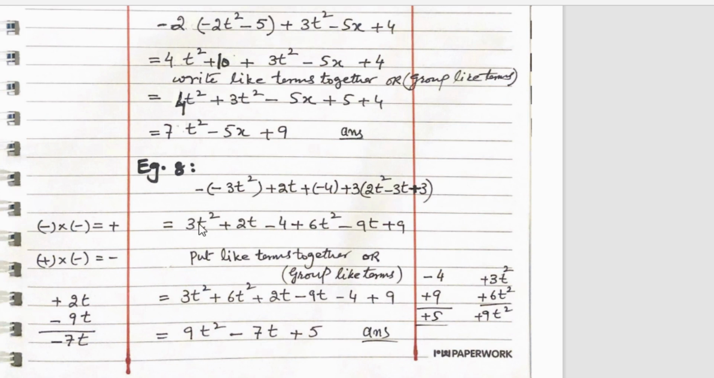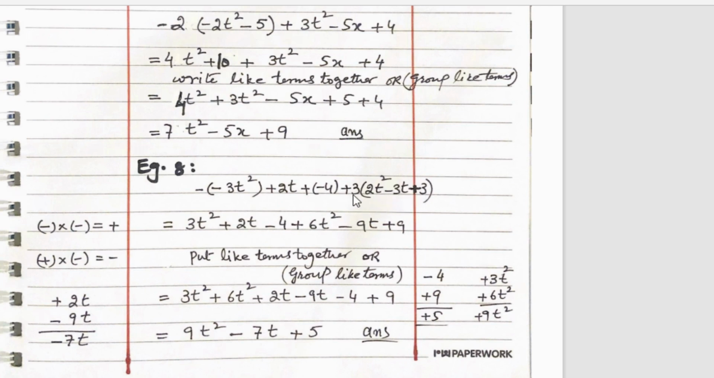3t square as it is. Now plus 2t as it is, bring it down, minus plus into minus. When a plus sign is multiplied by a minus sign, you will get a minus sign. So minus 4 will come out, plus 3 is a common factor of all these terms inside the last bracket. So 3 will be multiplied with all the terms inside the brackets one by one.